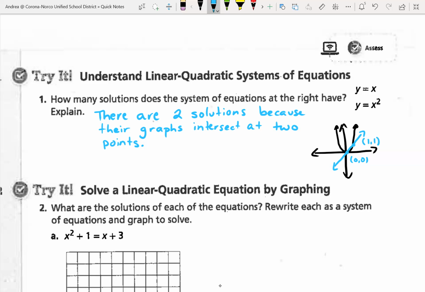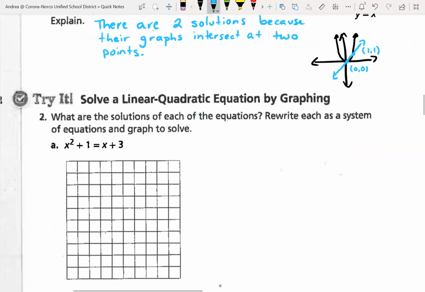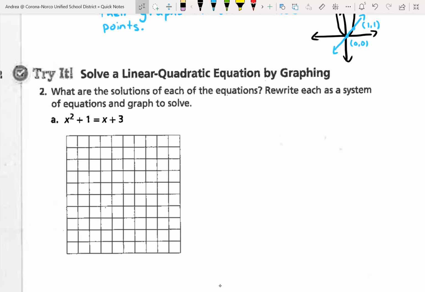Okay, so let's try the next one. What are the solutions to each of the equations? Rewrite each as a system of equations and graph to solve. So here's a quadratic function. They want you to write it as 2 equations. So I'm going to show you how to do that. The first equation will be one side of the equation. So we're going to have f of x equal x squared plus 1. And we're going to have g of x equal x plus 3. Any questions over that? We're good? Okay, one's linear, one's quadratic.